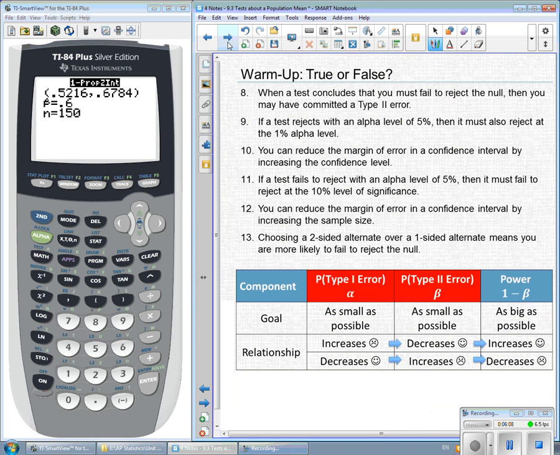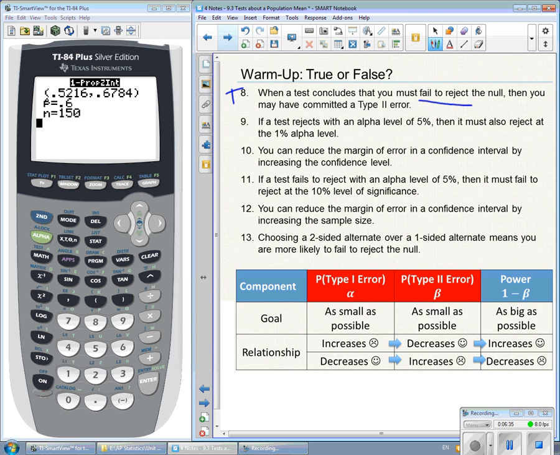Okay, I kept the table here so you guys could still see it. In number 8, it says when a test concludes that you must fail to reject the null. So fail to reject means we're not rejecting the null. Then you may have committed a type 2 error. And that is what a type 2 error is. Type 2 error is when we don't reject the null hypothesis, so we're ultimately kind of accepting it, even though it may not be true. And that would be, if it's not true, that would be a type 2 error. So that is a true statement.